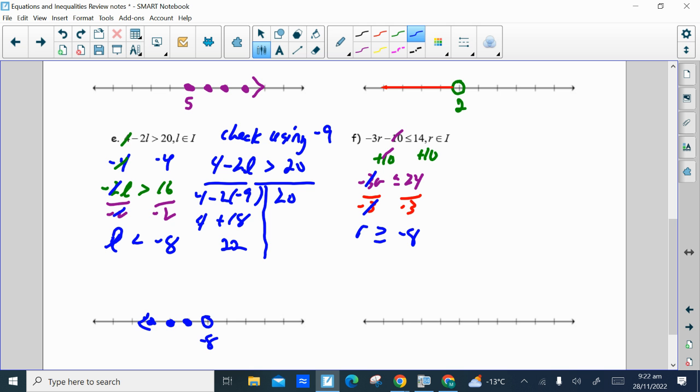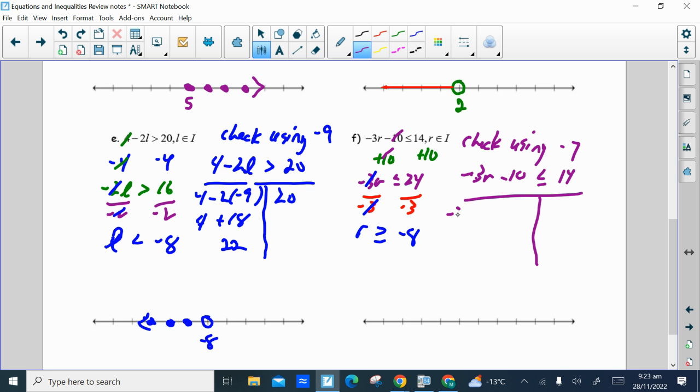So any integer greater than or equal to negative 8 should work. Let's check this one using, say, negative 7. That's an integer greater than or equal to negative 8. So negative 3r minus 10 should be less than or equal to 14. And negative 3 times negative 7, take away 10, is positive 21, take away 10, which is positive 11. That's less than or equal to 14, so it checks.